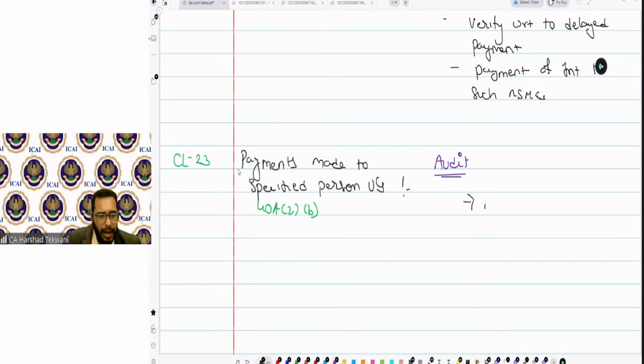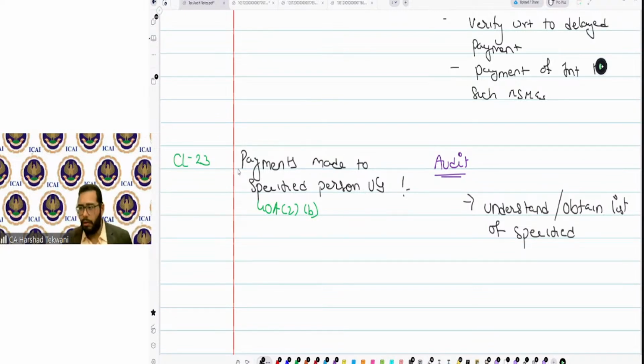From the point of view of audit, we need to first understand or obtain the list of specified persons. The specified persons are specified in that particular section. So you need to obtain the list of specified persons, then check payments made to them.